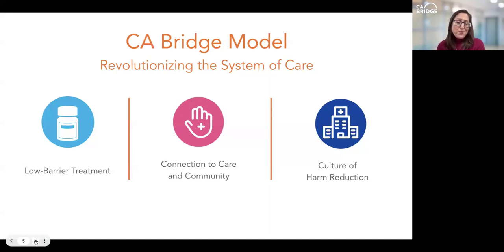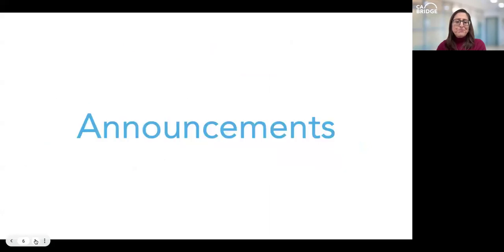And the last pillar is a culture of harm reduction. That's for all of us, but I know our navigators are the specialists. You guys are out there every day being role models, reducing stigma for our patients who use drugs. So again, that's our very simple three-pronged approach.